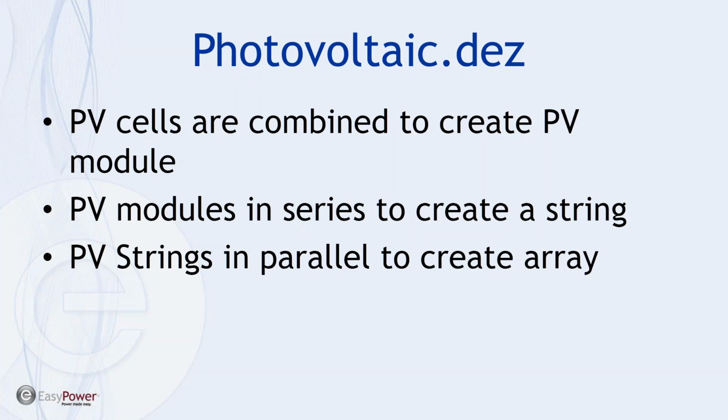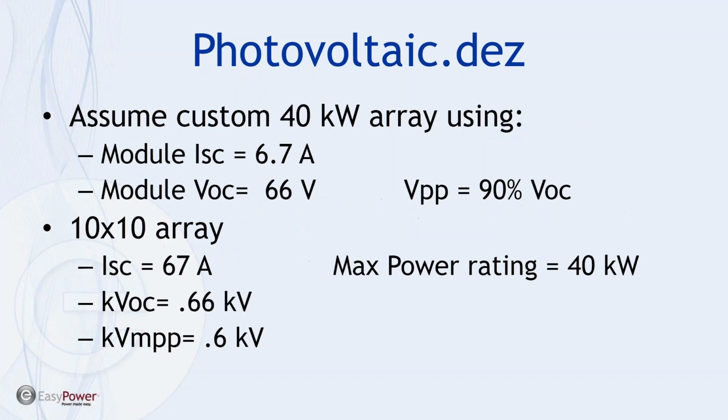And in essence, PV cells are combined to create a PV module. PV modules in series create a string, and then PV strings in parallel create an array. And the devices in series up the voltage for the modules for the ultimate string, and then the array total current will be all the string currents in parallel.